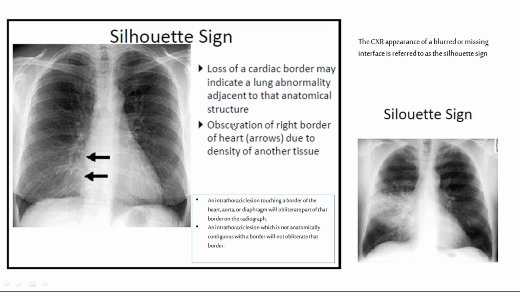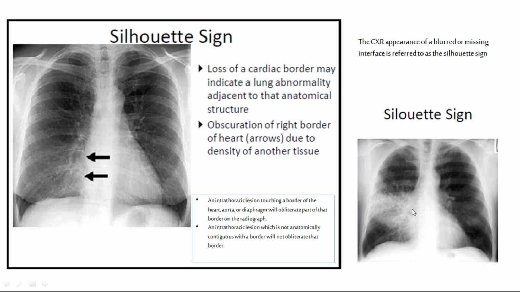So this is the silhouette sign, and you can see, can you make out the right border here? No. The obscuration of the right border is due to density of another tissue. So an intrathoracic lesion touching the border of the heart or aorta or diaphragm will obliterate that part of the border on the radiograph. An intrathoracic lesion which is not anatomically contiguous to the border will not obliterate it. Okay. On a chest X-ray, the appearance of a blurred or missing interface is referred to as a silhouette sign.